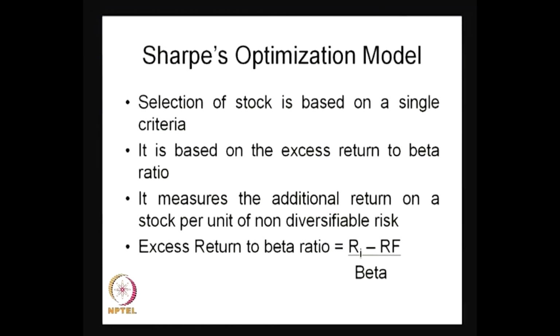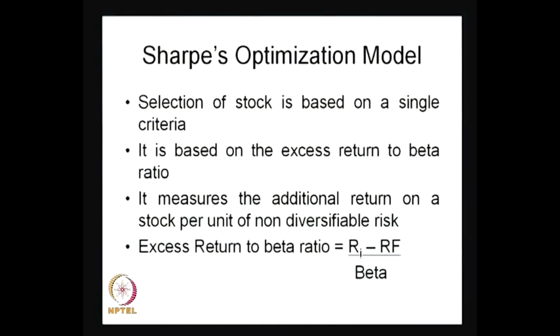According to Sharpe, what Sharpe was trying to explain is that the selection of the stock is based on a single criterion. Instead of choosing whether the correlation is negative or below this level or that level, as the Markowitz theory was discussing, Sharpe has given a definite criterion on which the selection of the stock can be made. And the criterion he has given is that the selection of the stock should be based on the excess return to beta ratio.